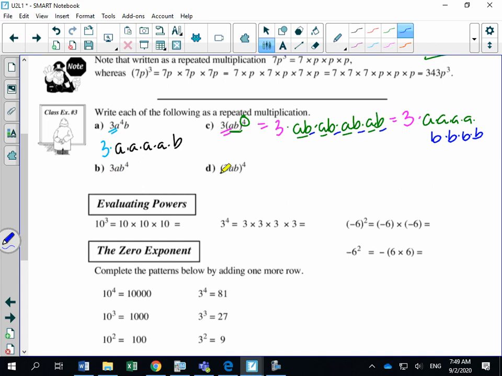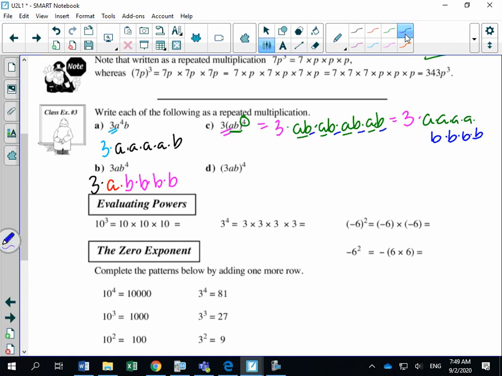Okay, let's do B. B actually, hopefully you could do yourself, right? So B and D, pause the video and try it, and then unpause the video when you're done to check my answer. Okay, B. Coefficient is 3. There's 1 A, and there's 4 B's. So that's how you would do B.